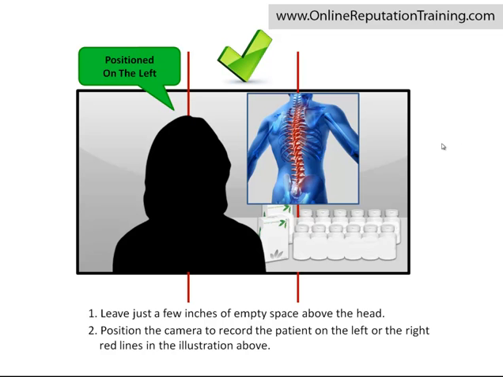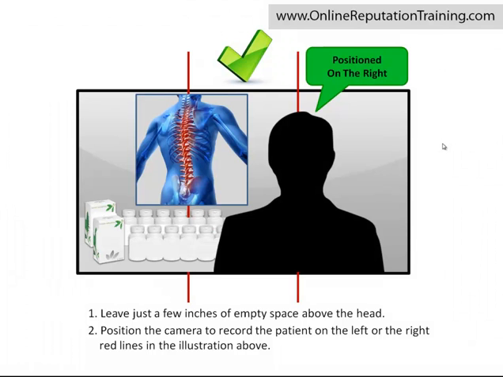And again, on the next screen, you can see we've got the patient positioned on the right side of the screen, and whatever we showcase in the same way is on the left side of the screen. So again, imagine you're looking through your video camera and you're splitting the screen into three equal parts using two imaginary lines. You want to position the patient right over the middle of either the right imaginary line that I've got here in red or the left imaginary line.